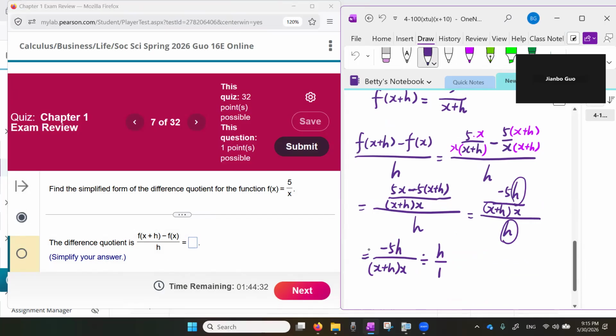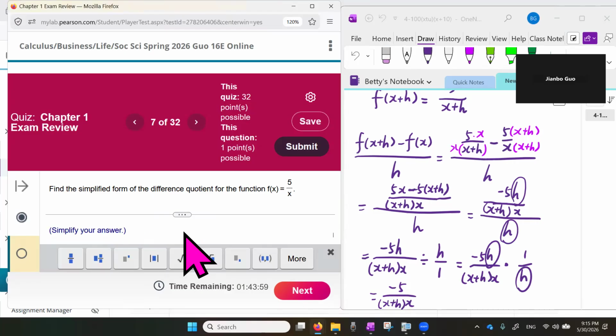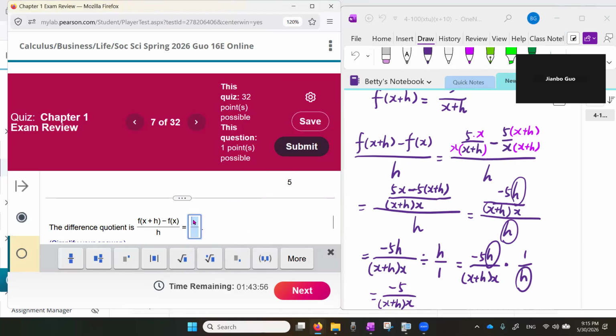Okay? So we know when we divide two fractions, we do keep change flip. So it's negative 5h over x plus h times x, change, flip. And those two h's cancel each other, right? So we have negative 5 over x plus h times x. Right? That's the answer. Okay, that's the answer. I'm going to enter it here. Numerator is negative 5. Denominator is x plus h times x.